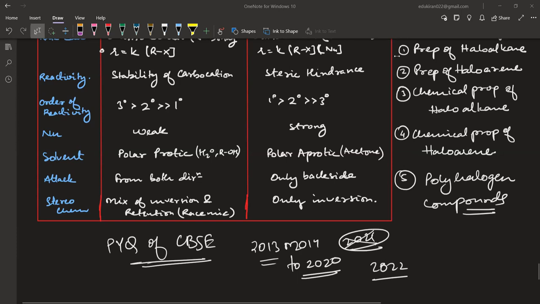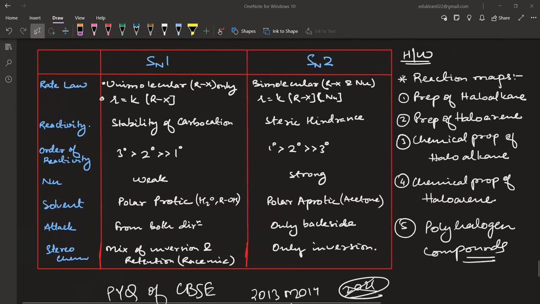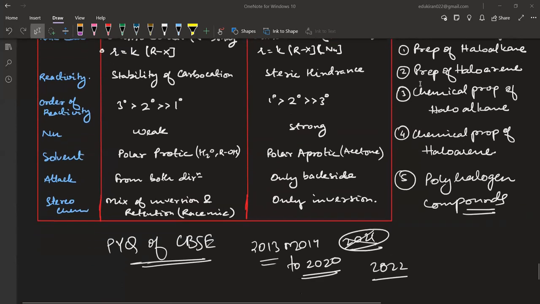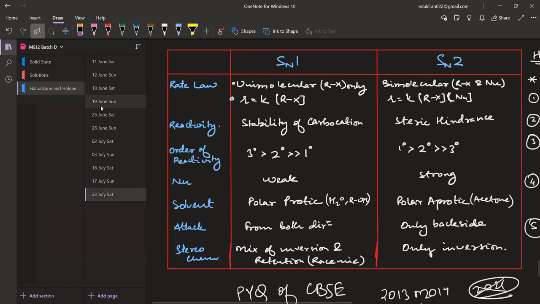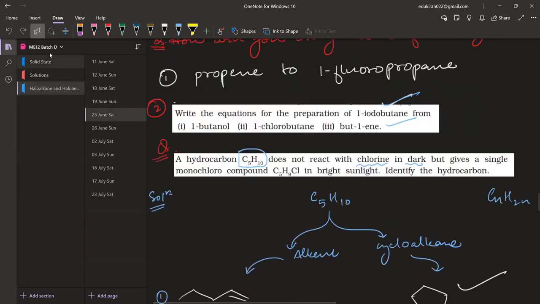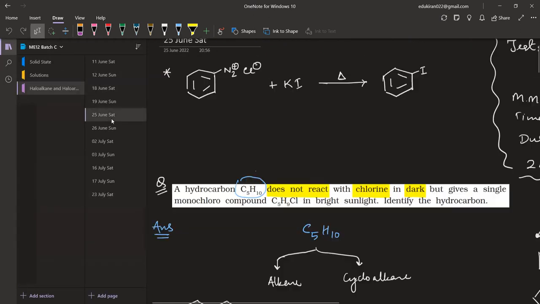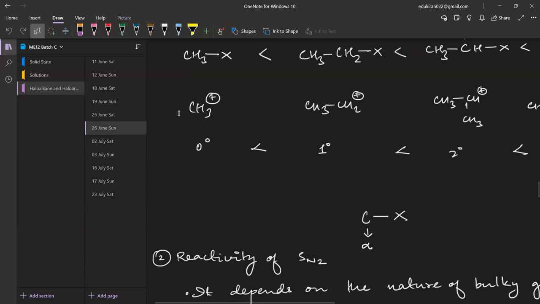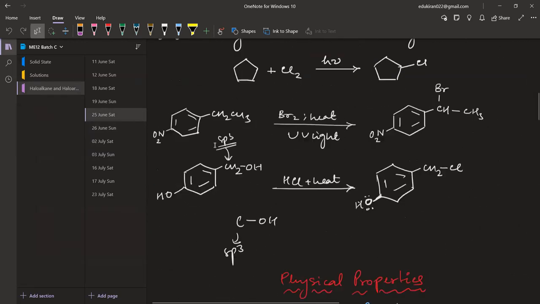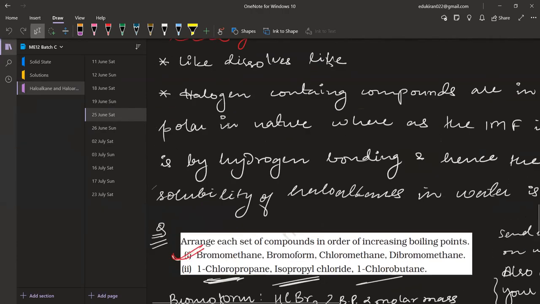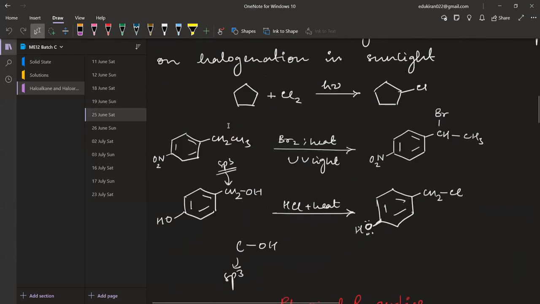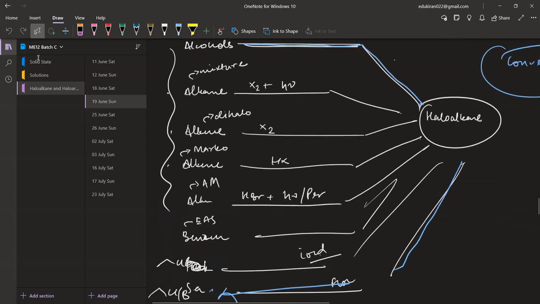So what are all these topics? I mean, you wrote below homework. हाँ, reaction maps. Reaction maps पता है आपको क्या होते हैं? हाँ, भूल गए. Wait a second. आपके बैच कहाँ है? जब हमने प्रिपरेशन खत्म किया था हमने, फिजिकल प्रॉपर्टी है, जी दिख रहा है.